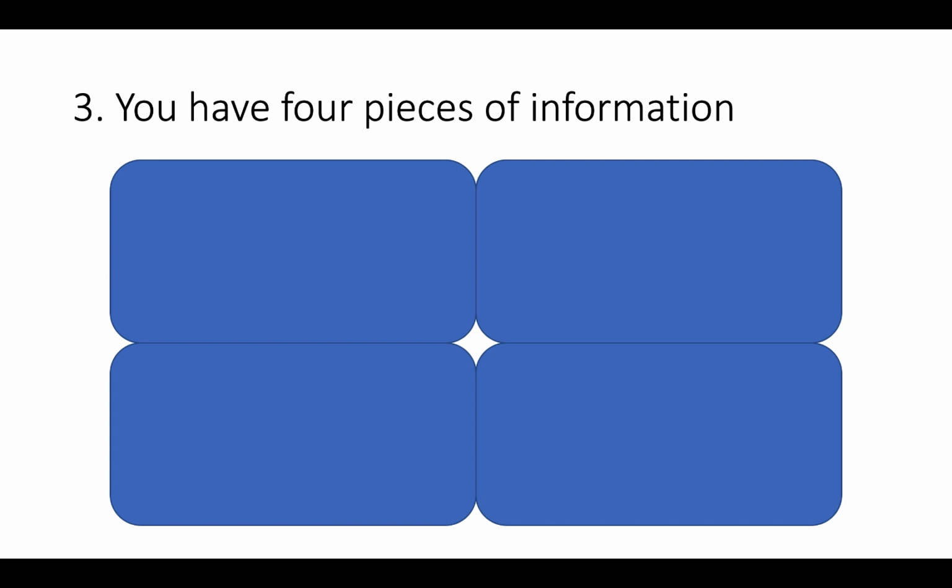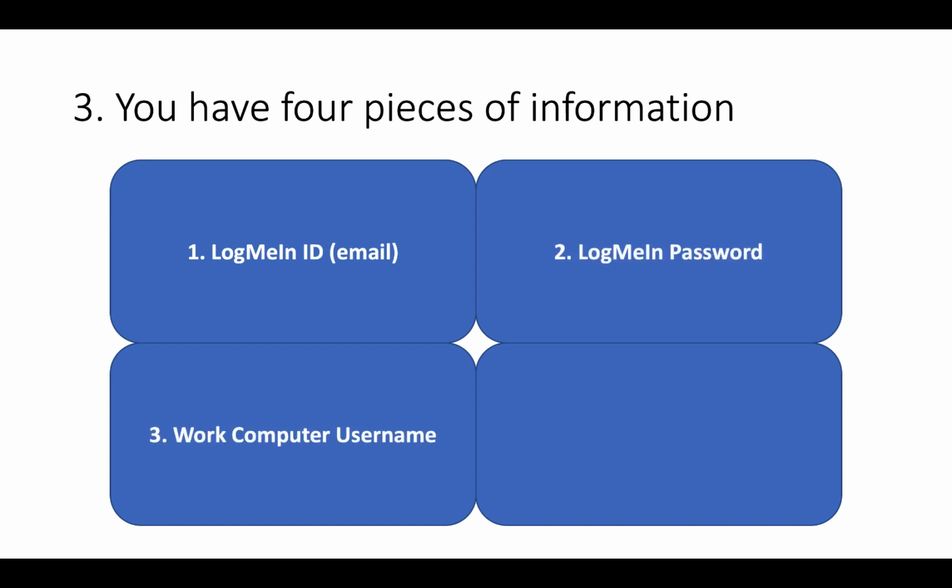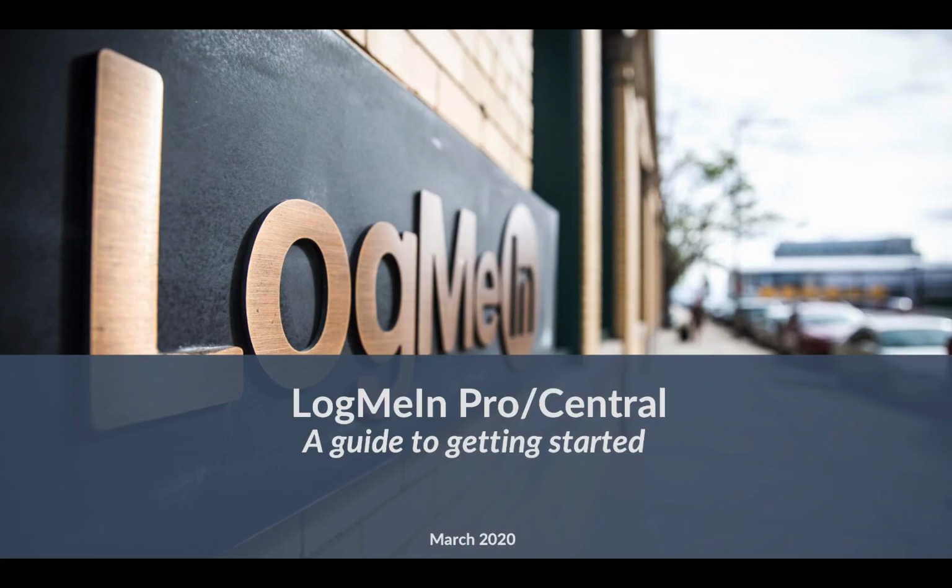And then assumption number 3 is that you have 4 key pieces of information to start a remote control session. This includes your LogMeIn ID or email, your LogMeIn password, your username of your work computer, and the password of your work computer. We'll talk a little bit more about these in just a few moments. So with that, let's go ahead and get started.